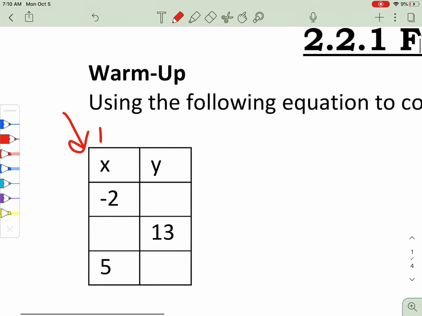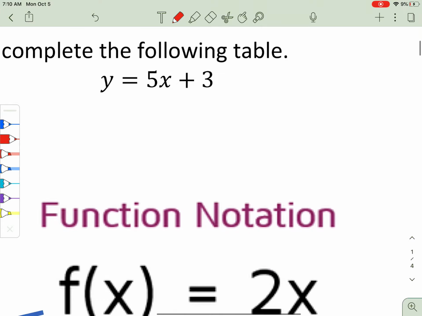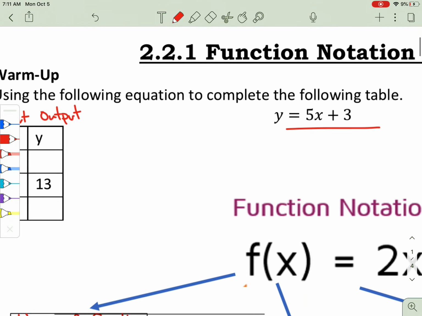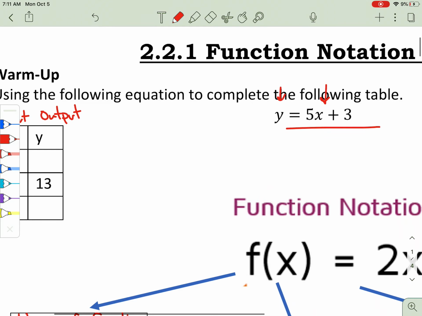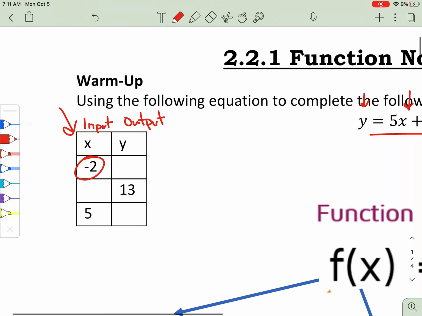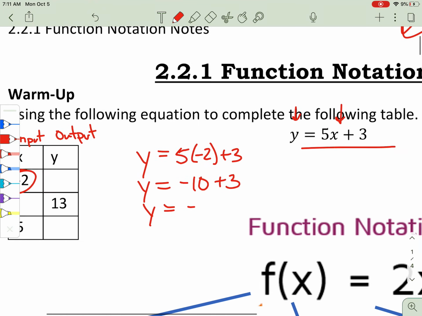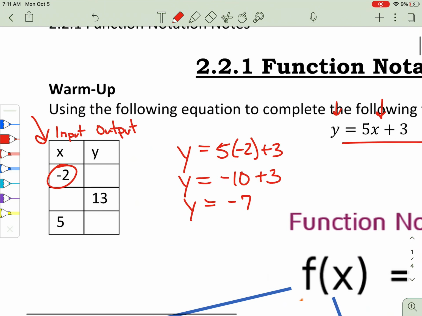As you remember, the x side is our input, and the y side is our output, and we're basically going to get these numbers from this table. So let's go ahead and plug them in. Remember that x is our input, y is our output. In the first line here, we have -2 as our input. So we're going to plug that in for x and solve, and that'll give us our y value. Okay, so our first y value is -7.